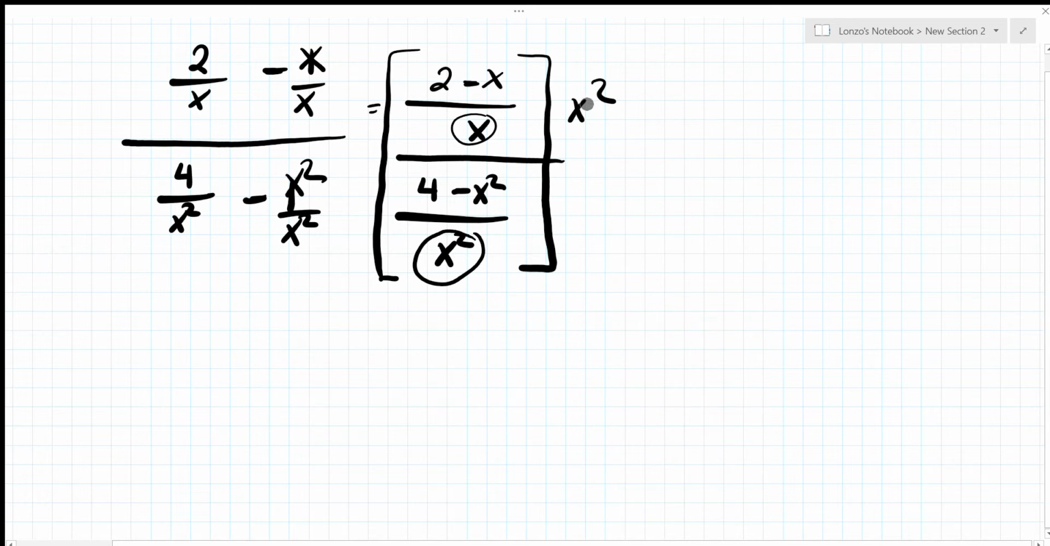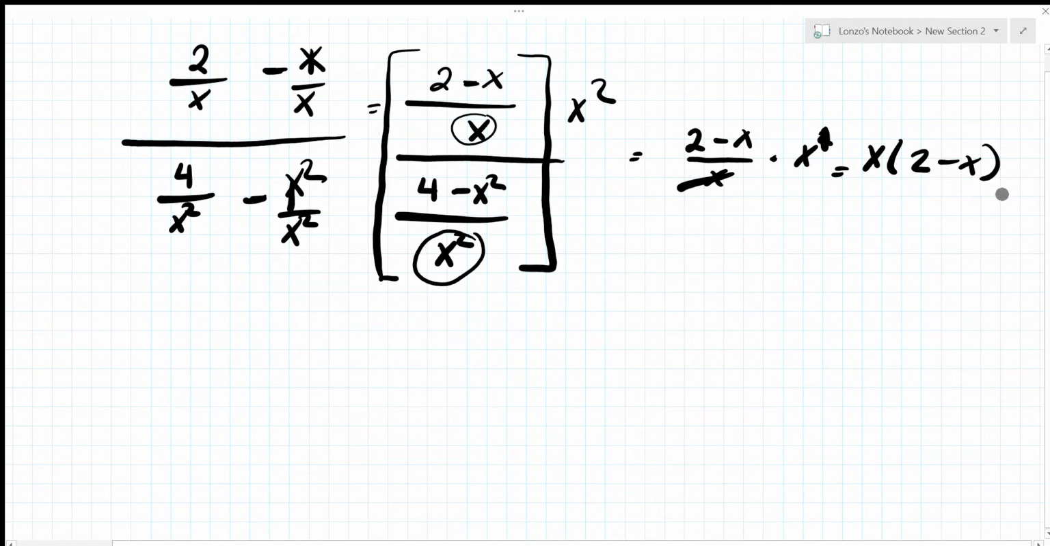So I'm going to multiply this x squared over here, this whole thing, by this, and then multiply the x squared with this whole thing. So what I'm doing is 2 minus x divided by x times x squared. What's that going to be? So we know the x cancels, you're just left with 1. So you're just left with x times 2 minus x.